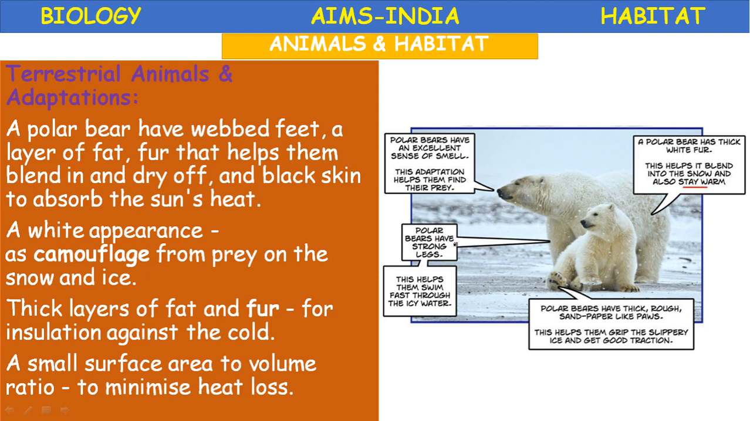And polar bears have strong legs. This helps them swim fast through the icy water. The polar bears have an excellent sense of smell. This adaptation helps them find their food, their prey. These are all the adaptations of a polar bear. It's a terrestrial animal, but there are different environmental conditions in the polar region.